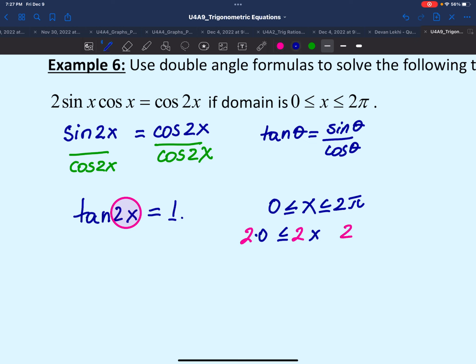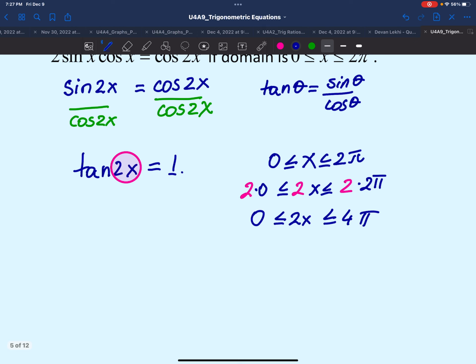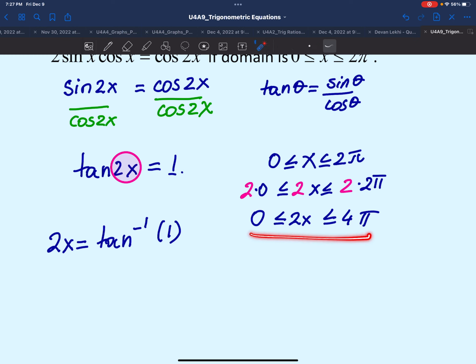So 2 times 0 and 2 times 2 pi. So that will make the domain of angle 2x between 0 and 4 pi. So step number 1 now to solving the equation would be to solve for 2x. So we have to find all the possible values of 2x that have a tan ratio of 1 within the domain from 0 to 4 pi, which is the domain of 2x.